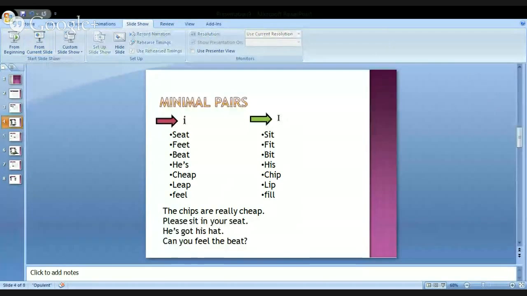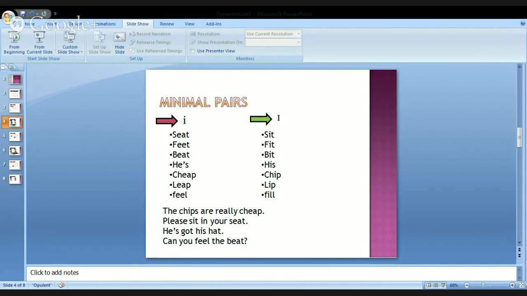Okay, so to practice these sounds and sentences, I just want you to listen and then repeat. The first one, I'll say it first, and then we'll figure out which sound is in which word, and then you can repeat. Okay, so the chips are really cheap. Which sound is this right here, the chips? Is it this one or this one? The S sound. Right, this one. Yeah, the chips are really cheap.